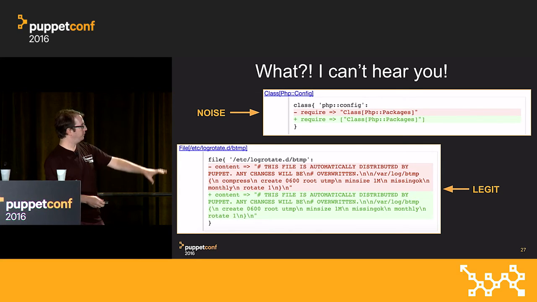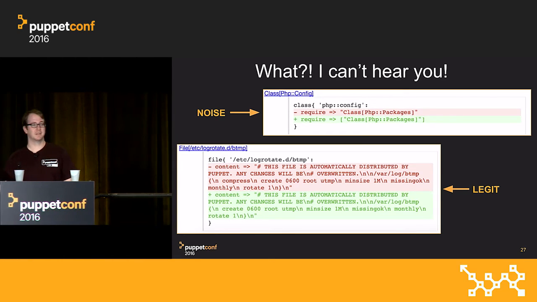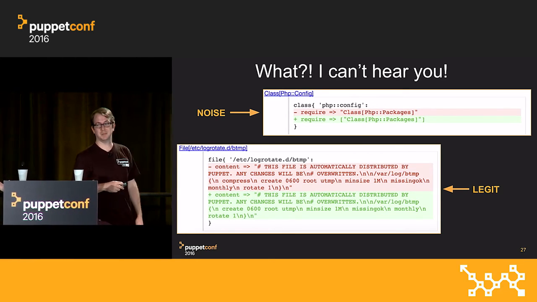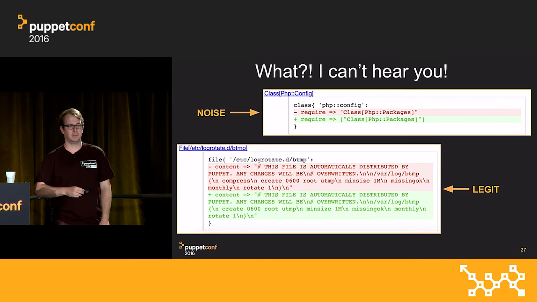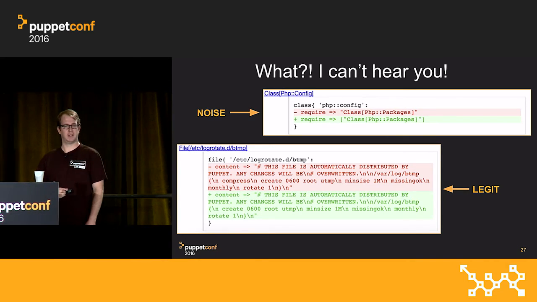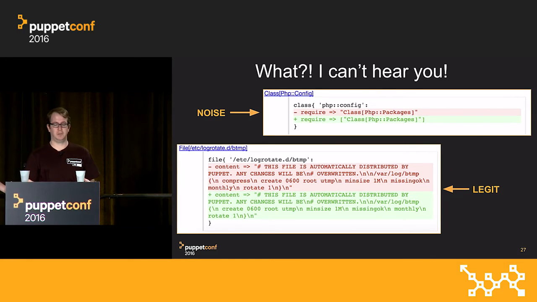So assuming you fix all your legitimate issues, like this one down here, can anyone spot what's different in the bottom one there? What's that? Compress, yeah. So in Puppet 4, all of a sudden your log rotate jobs are not going to be compressed. That's kind of a problem. So once you fix those legitimate issues, you might be left with noise, okay?